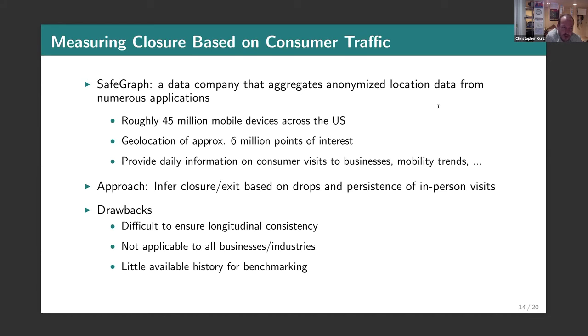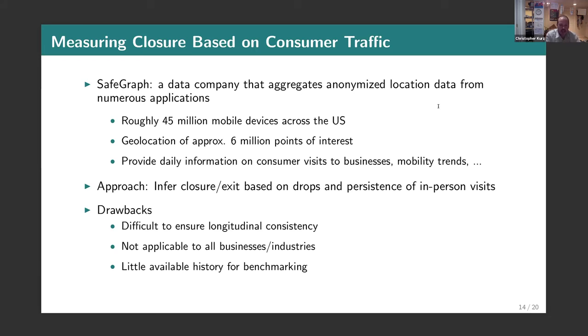SafeGraph is the company that provides this information, and it's really just an aggregator. It anonymizes the geolocation data from cell phones. Roughly 45 million mobile devices are employed here. We have about 6 million points of interest. You'll see the SafeGraph information used for lots of different metrics, such as staying home, different types of establishments being visited by industry, what's happening to barbershop visits and different services.